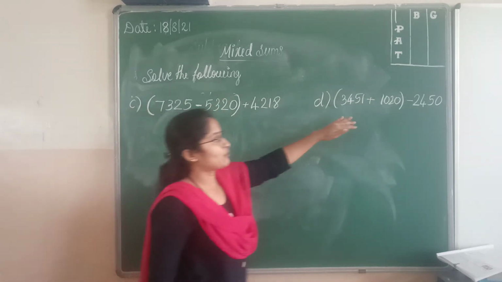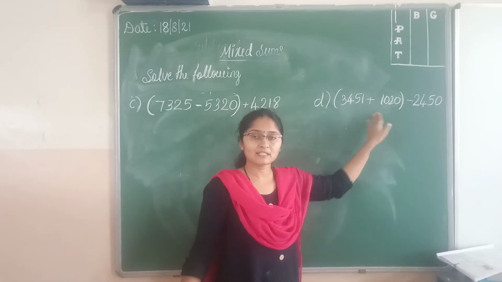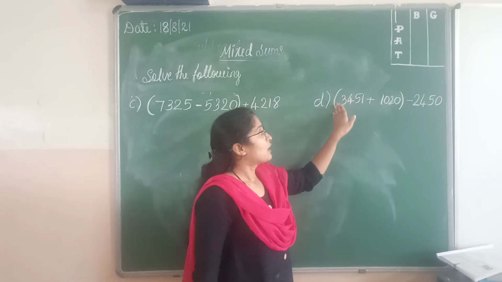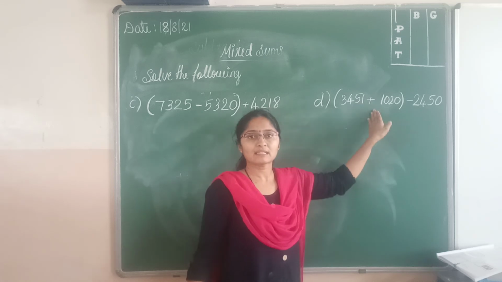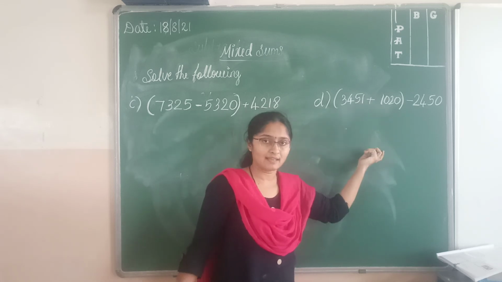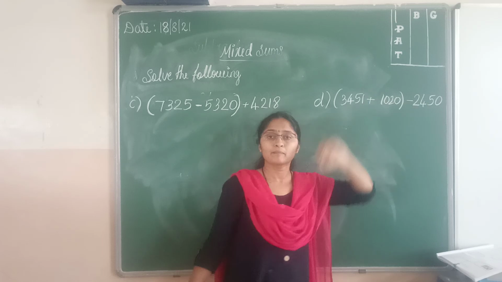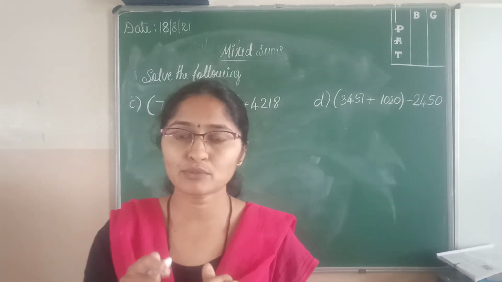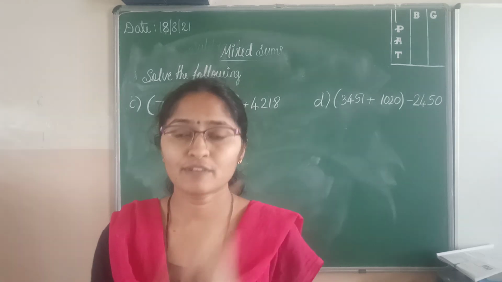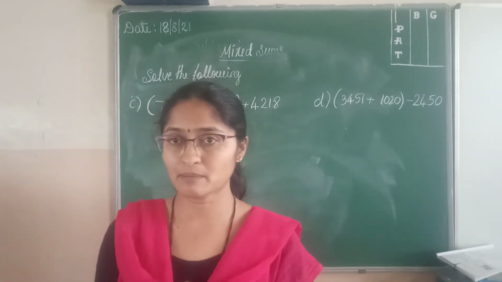Okay, and here you observe, inside the bracket addition is given. First you need to add these two numbers, and from that answer you need to subtract the next number. If there is no bracket, what do you have to do? If there is no bracket, first you have to do addition, then subtraction.